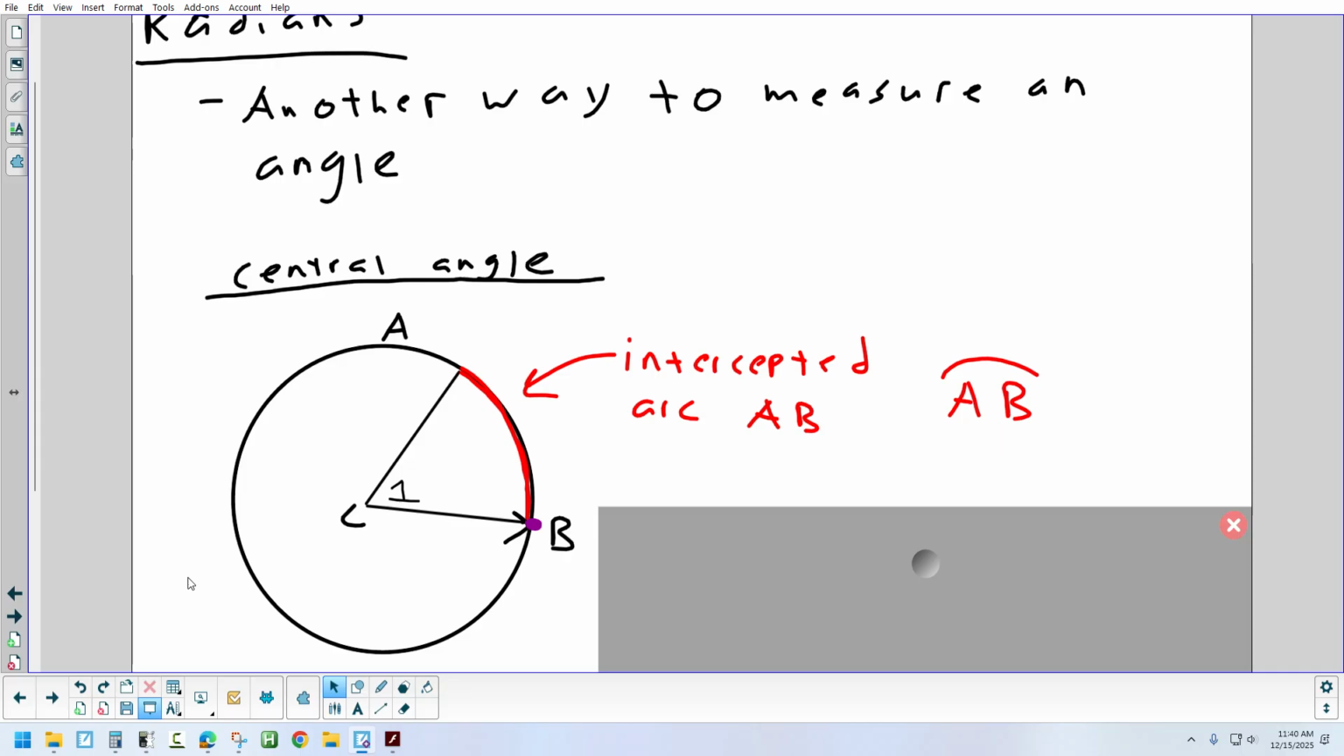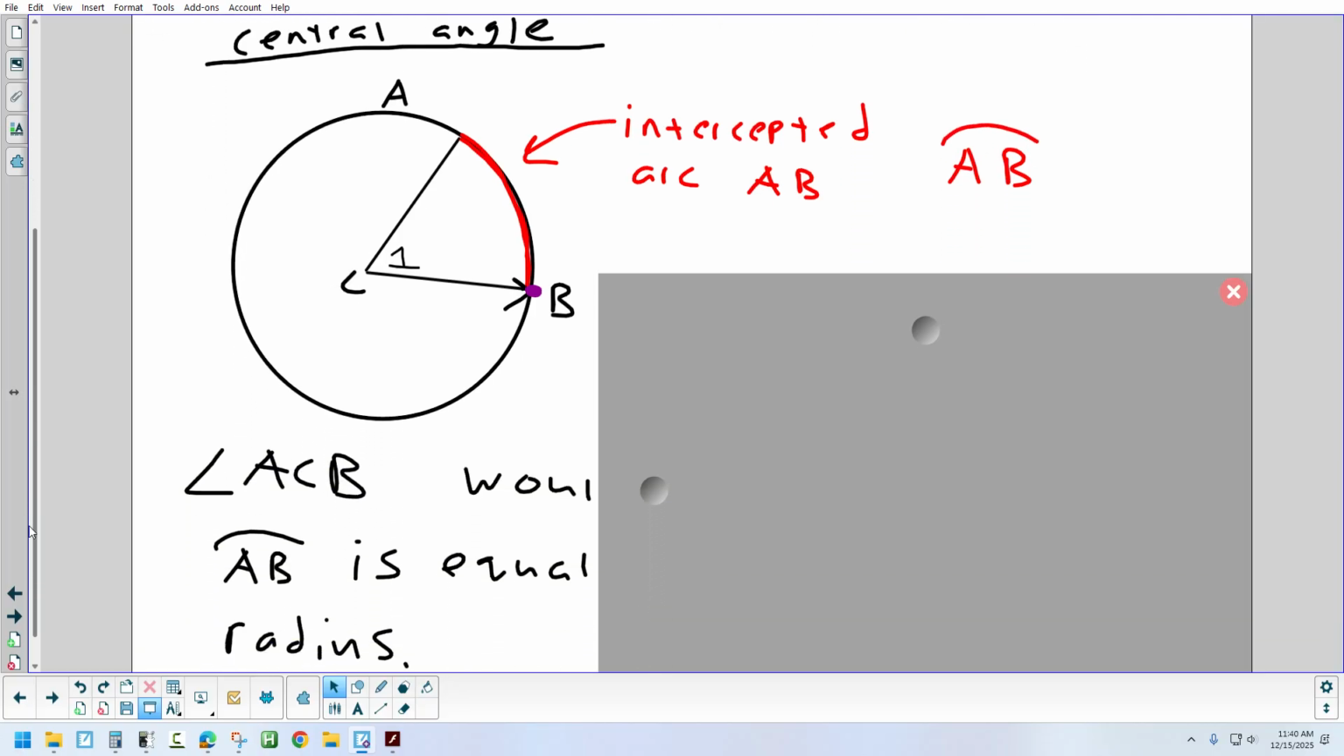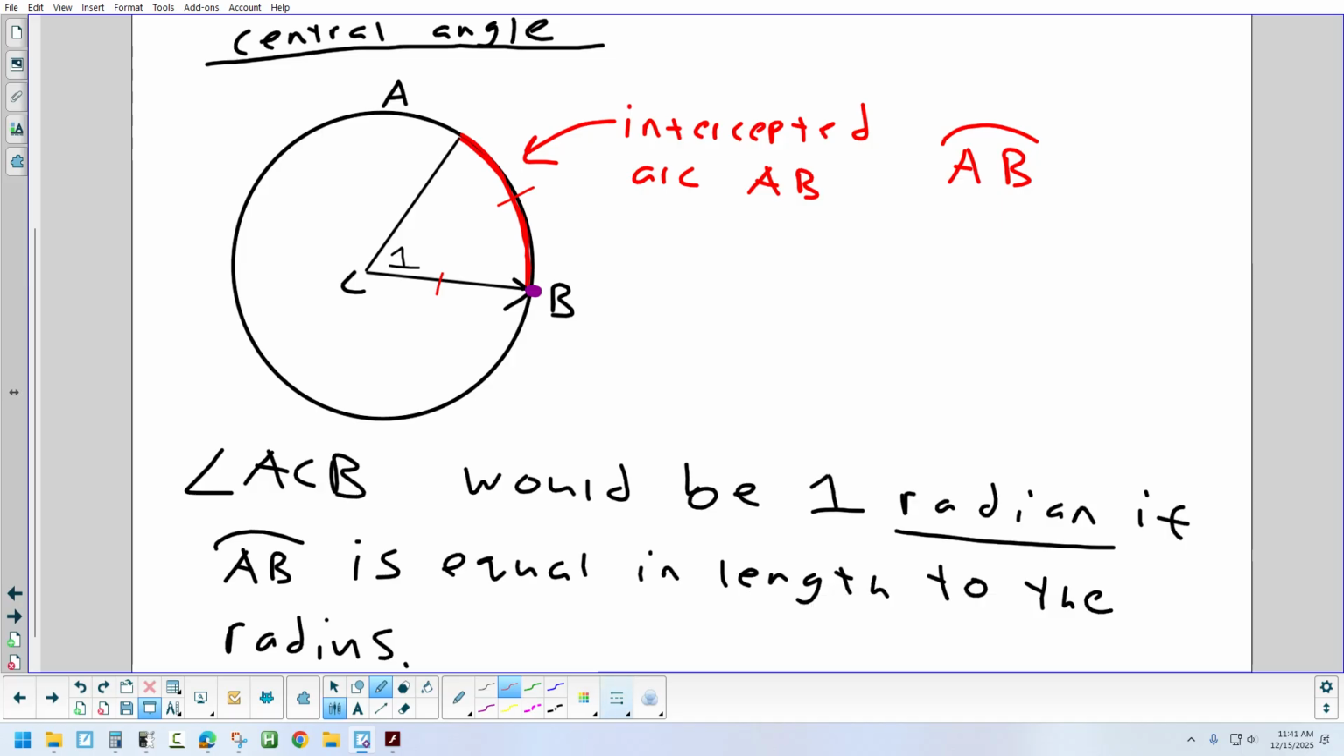If this angle was exactly 1 radian, then there would be 2 things on this circle that have exactly the same length: this arc in red and that radius of the circle. That only happens if you draw an angle that is exactly 1 radian.